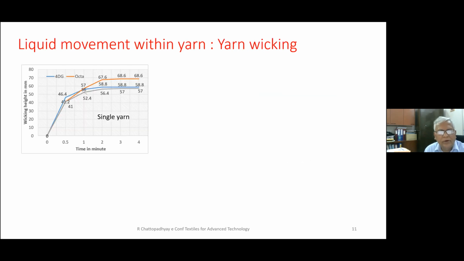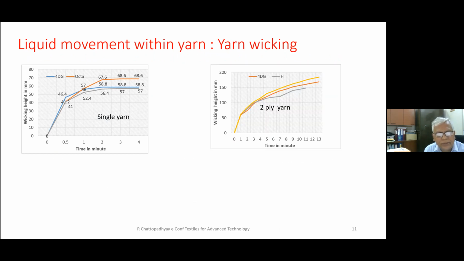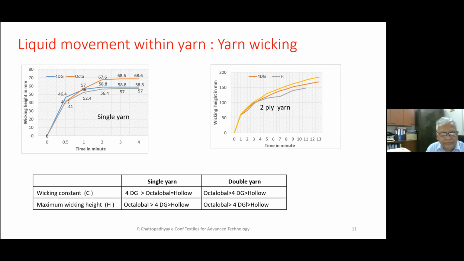Now, if we look at the liquid movement within the yarns, which are shown here in this diagram, one is the wicking test that has been done, vertical wicking of the single yarn, in order to understand how quickly the liquid will be picked up by the capillaries within the yarn. This was done for single yarn as well as for 2-ply yarns. The orange diagram belongs to octolobal fibers. Initially, all the yarns are showing similar behavior. But in the end, we can see that the octolobal yarns are gaining much better wicking height in comparison to the other two.